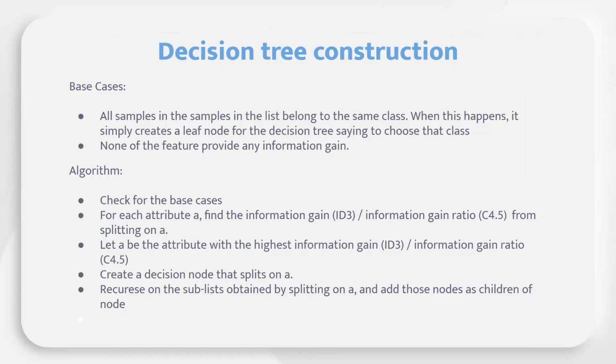Now we have reviewed the decision trees, and some concepts of the decision tree. Let's talk about the decision tree construction. To determine whether we are going to further split or further construct the decision tree, we have two base cases. The first one is that all samples in the list belong to the same class. When this happens, it simply creates a leaf node for the decision tree saying to choose that class. That means if all the samples in this list say we are going to decline the loan to this person, then we will not further split this decision tree.